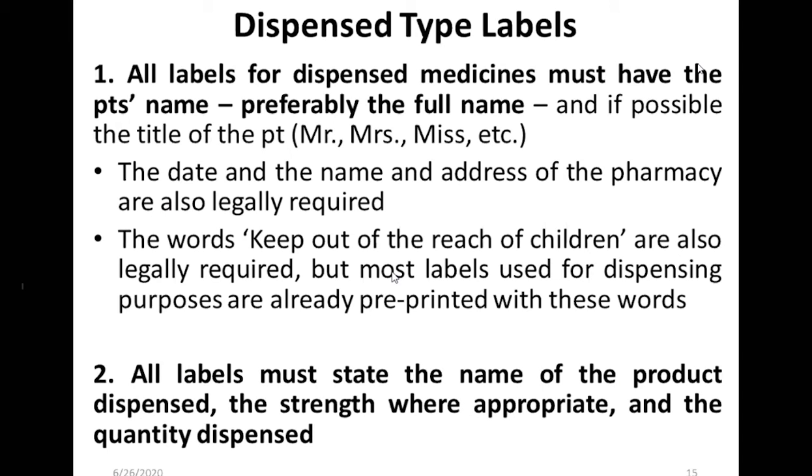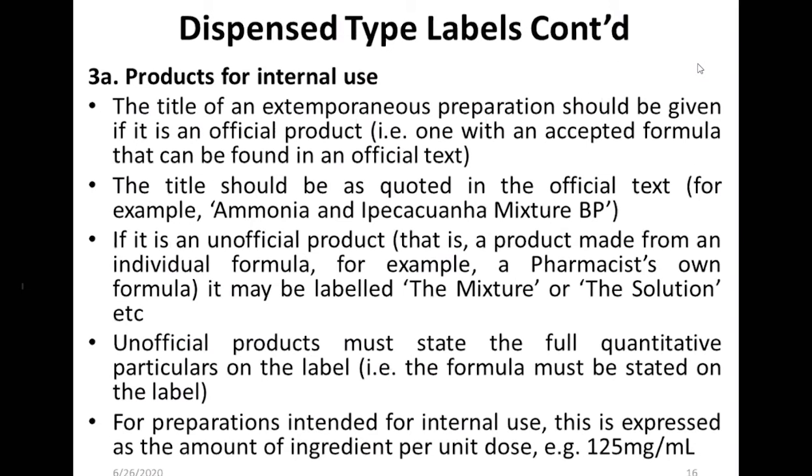Okay, the name of the product, the strength, and the quantity must be there. For example, paracetamol syrup BP, that's the name. 125 milligram per 5 mil, that's the strength. We're talking about concentration. And the quantity, 100 mils. You ensure those are there.